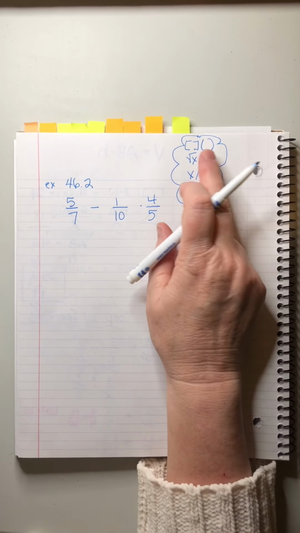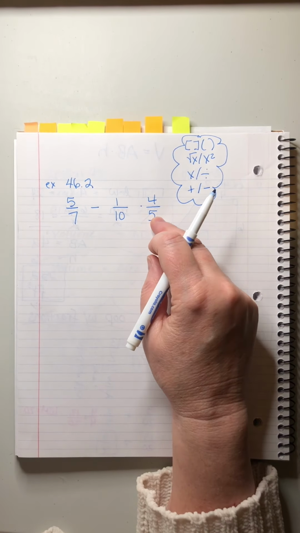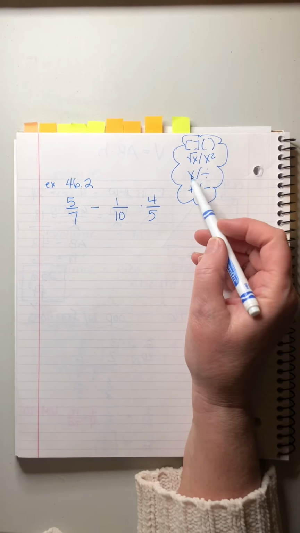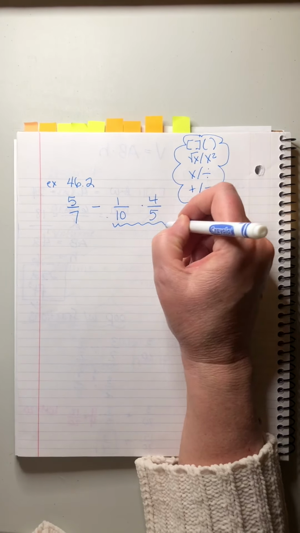All right, so we've got this. We see no brackets, no parentheses. We see no roots or exponents. Multiplying and dividing. Okay, there's a multiplication.